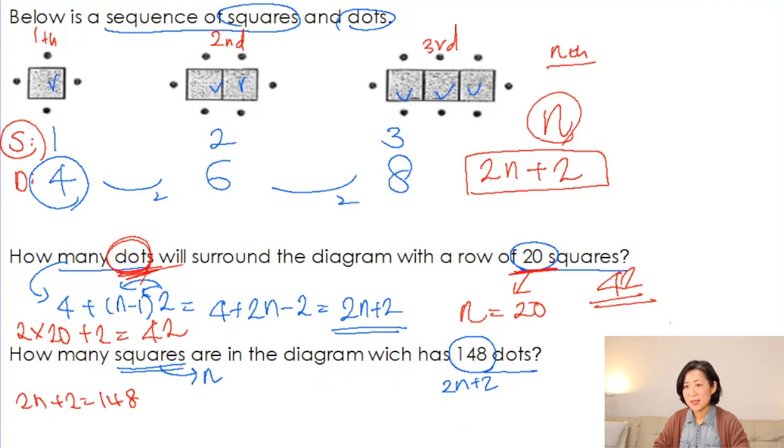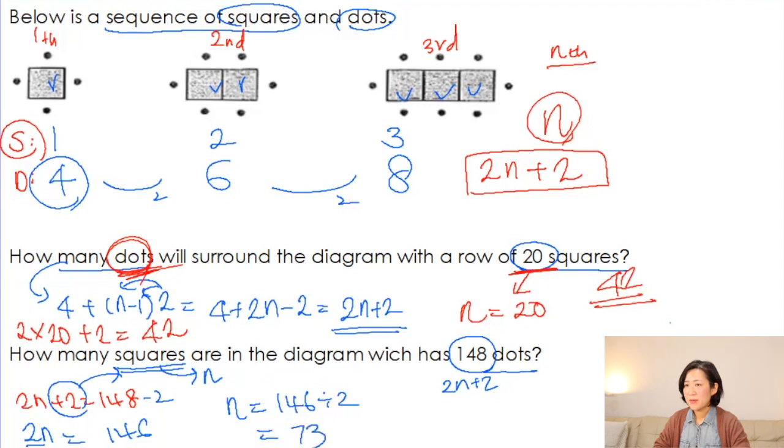That's the question, right? So now this is all algebra. Let's find the n. You move the terms: 2n, take away 2, is 146. So 2n gives you 146. So let's find our n. n is 73. That means when you have 73 squares, the dots will be 148.